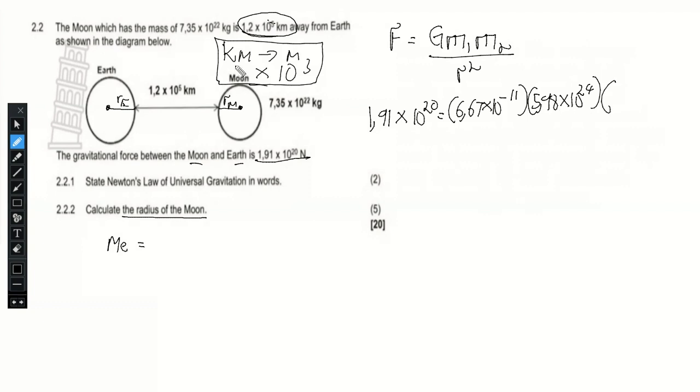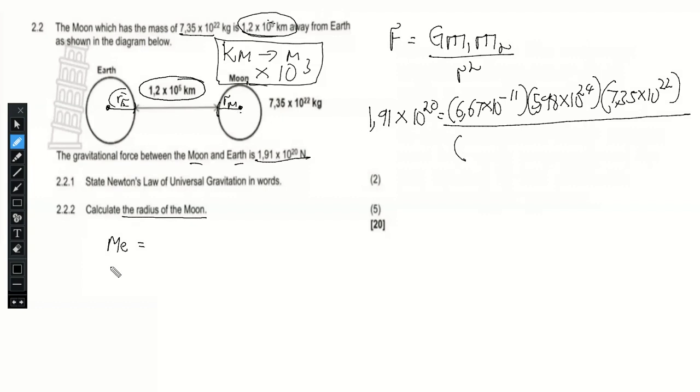And then the mass of the moon, this is what is given in the statement, 7.35 times 10 to the exponent of 22. And then the radius here represents the distance from the center of the Earth to the center of the moon. But as I've made you note here, we are only given the distance between the surface of the Earth and the surface of the moon. That means for this radius here, we'd have to add also the radius of the Earth and the radius of the moon. But then we don't have the radius of the moon. That's what we are looking for.